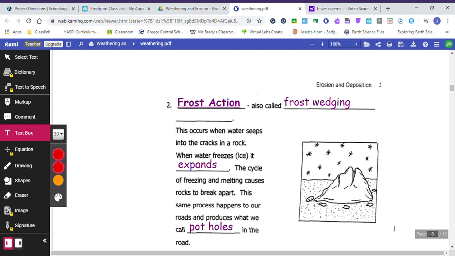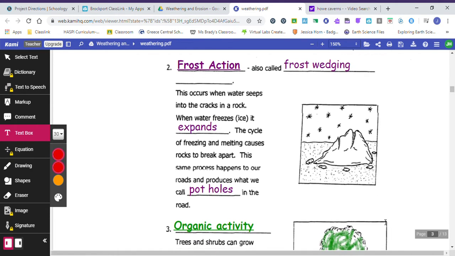So when we have little tiny holes in our road in the fall, that same little tiny hole is probably huge by the time spring comes because of all the time that water got in it and then it froze and expanded and made the hole much bigger. That is called frost action. Okay, and these are still physical weathering.